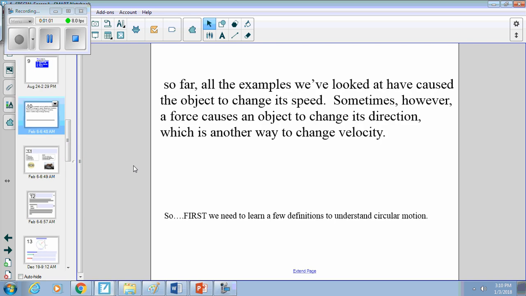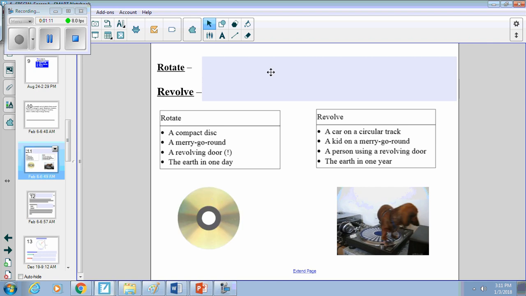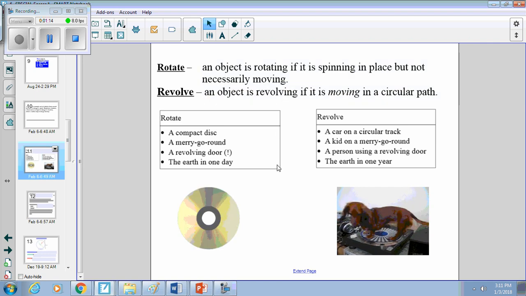So far, we've pretty much looked at examples of things speeding up or slowing down. Now we're going to deal with things changing in direction, mainly in a circular way. So let's go over a couple key terms here. Rotate. An object is rotating if it's spinning in place. The object itself is spinning. There's not something on the object spinning.